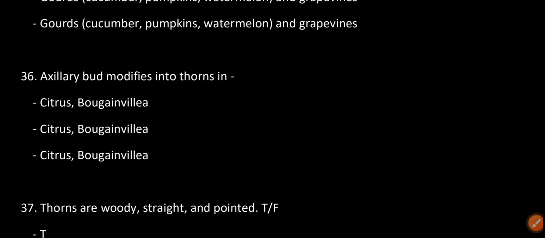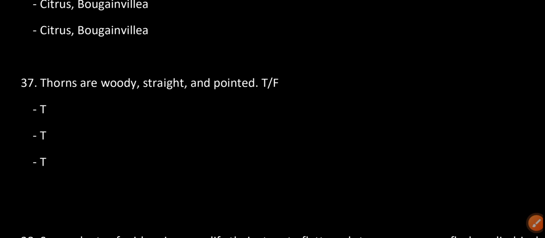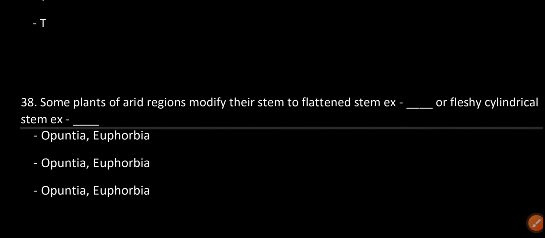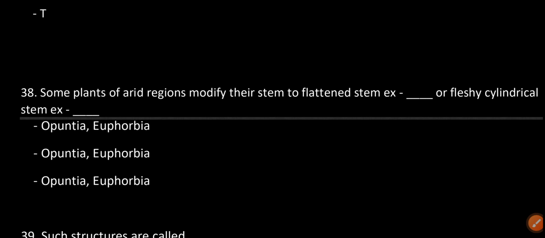Axillary bud modifies into thorns in citrus, bougainvillea. Thorns are woody, straight, and pointed. True. Some plants of arid regions modify their stem to a flattened stem.